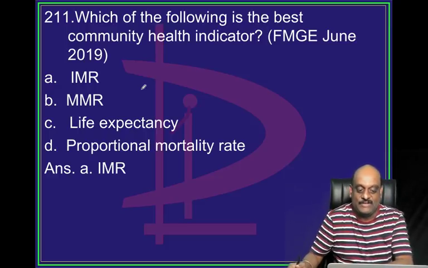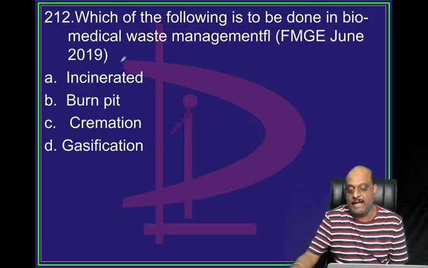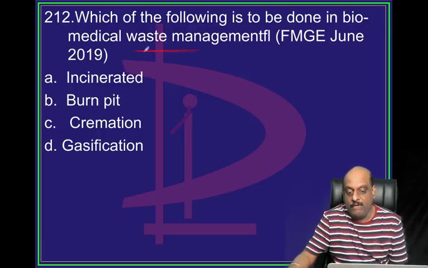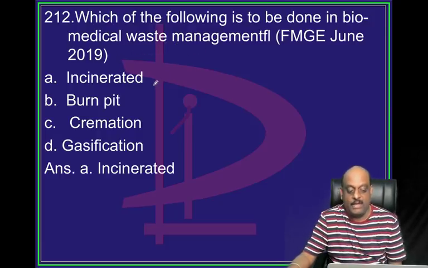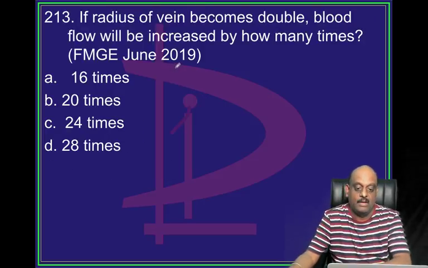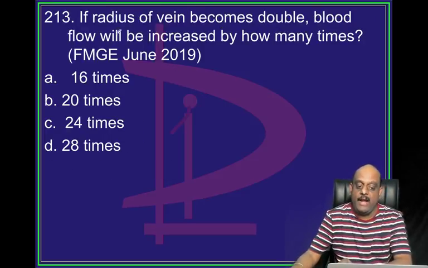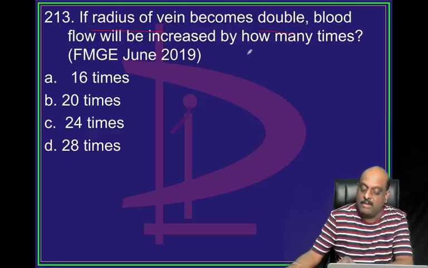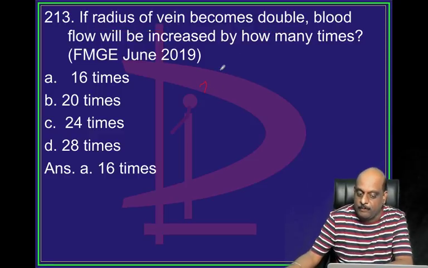Excellent. So doctor, IMR, infant mortality rate. Waste management, incineration. Now, if the radius of the vessel is doubled, blood flow increases by 2 to the power of 4.